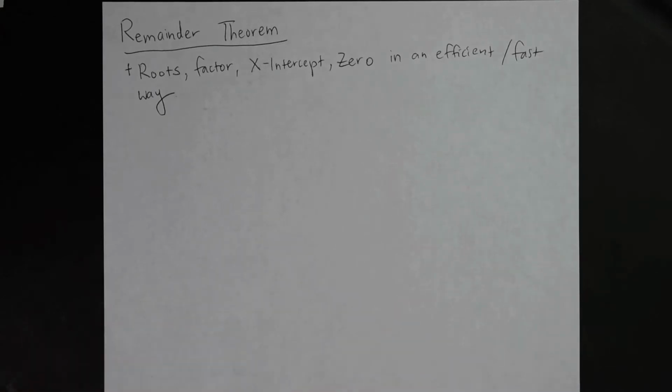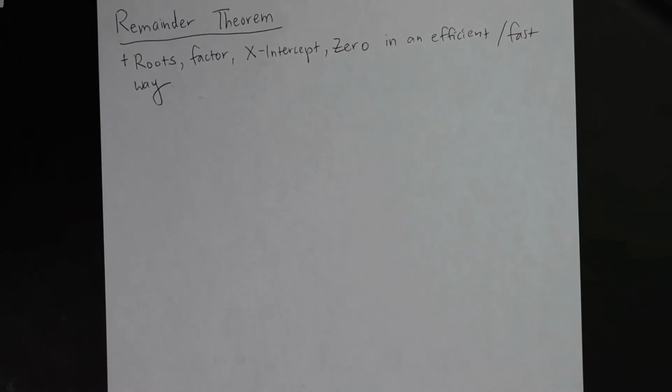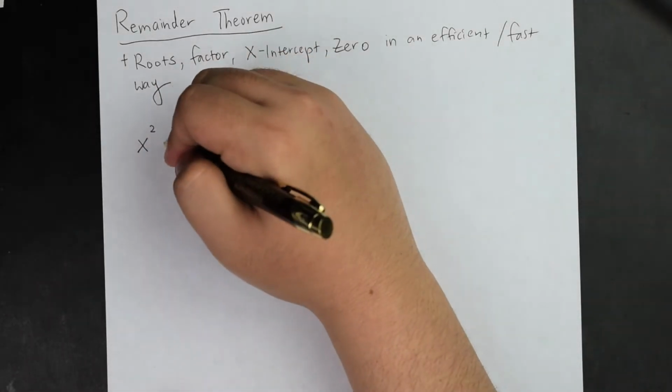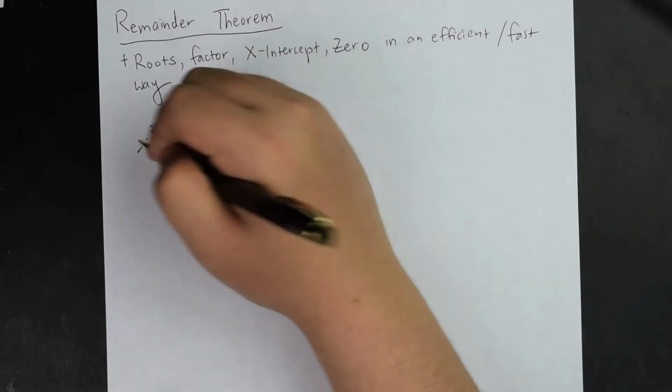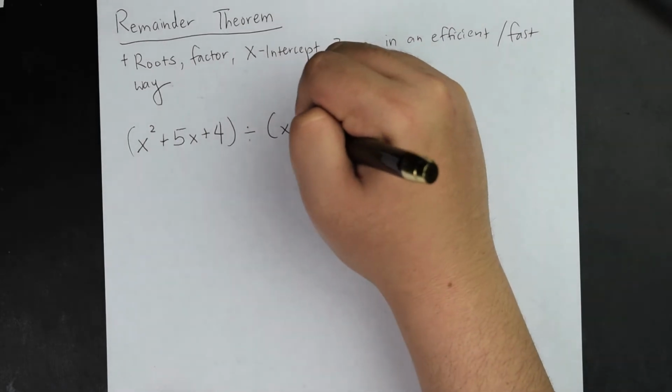I'm going to provide a simple example today that explains why the long division format could work. It is a viable option, but the remainder theorem is actually a lot easier for you to figure out. Let's say we were given a question like this: x squared plus 5x plus 4, divided by x plus 1.